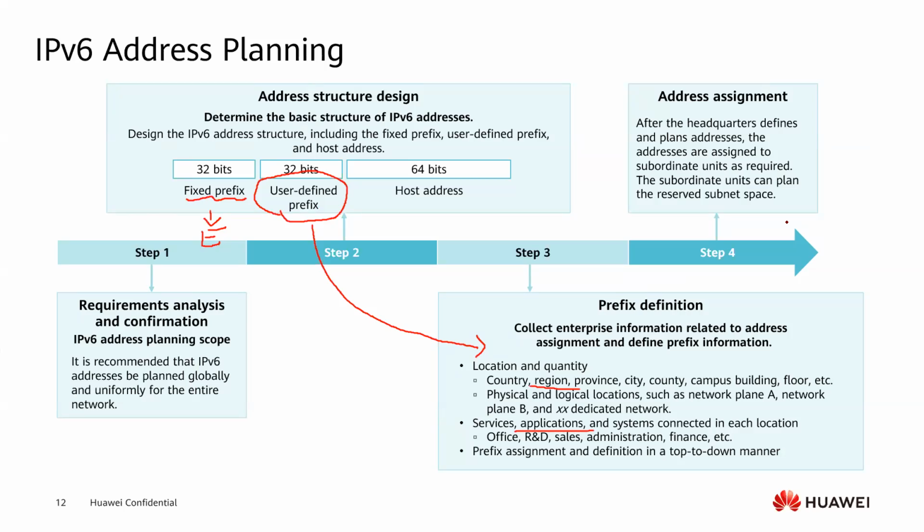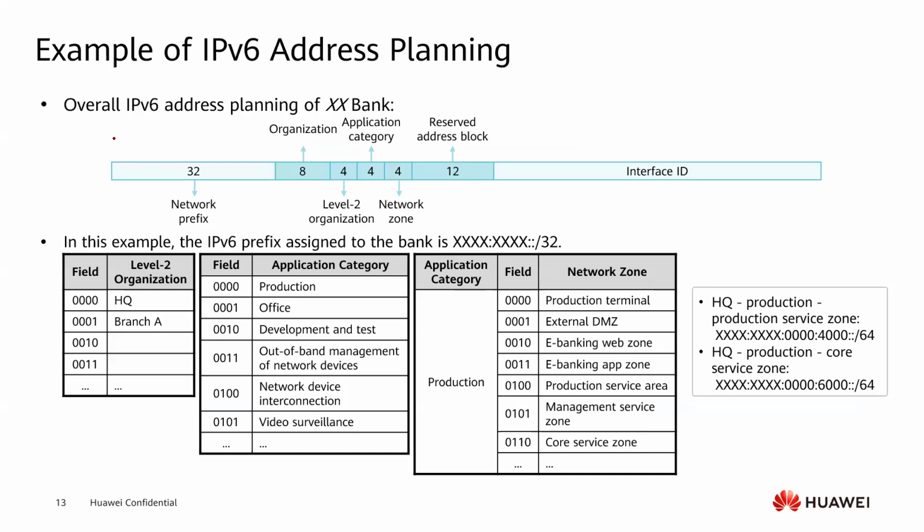And finally you can do the configuration to assign the IPv6 address. So, for example, this is the overall IPv6 address planning of a bank, and the first 32 bits of the prefix are the fixed one. For example, if you use a PI address, you apply for the IPv6 prefix from the regional internet registry, so it assigns this part of the IPv6 address to this bank, and this part is fixed. It just matches this bank.